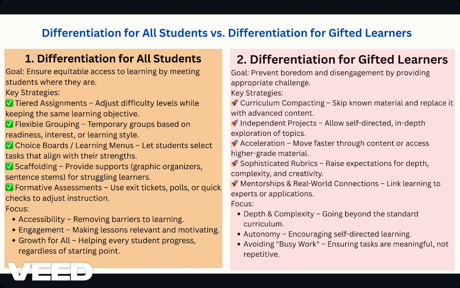The focus of differentiation for all students is, first of all, accessibility, that is, removing barriers to learning and giving access to learning to everyone based on their learning style; engagement, making lessons relevant and motivating; and growth for all, helping every student progress regardless of their starting point. So this is what differentiation for all students looks like in a PYP classroom. Now let us understand, what about those gifted learners? How as educators should we support them?